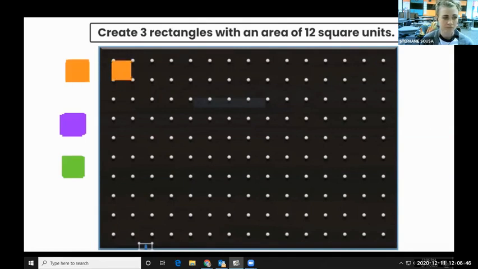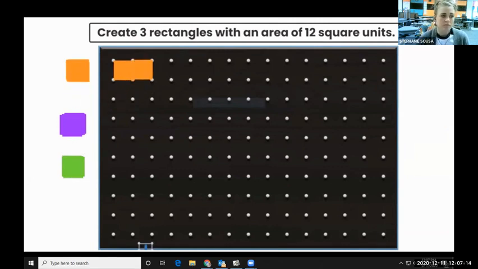Remember, square units are called square units because when you look at both of the lengths and both of the widths, it will create a square of equal-sided units, lengths and widths put together. Today, we're going to look at how to create a rectangle with 12 square units as an area.